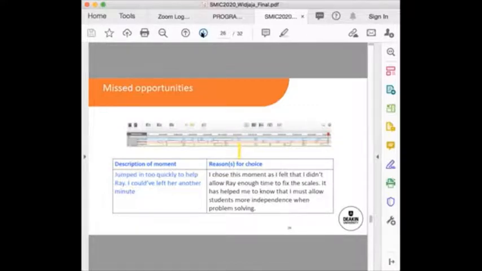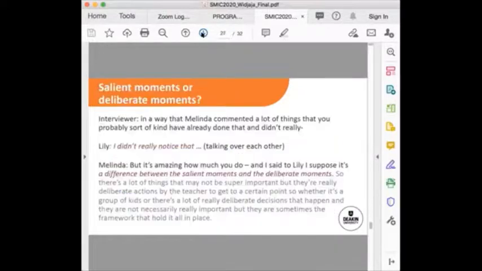So we also talk about missed opportunities, and what the teacher identified as one of the missed opportunities came when he jumped in too quickly to help a student, and that ruined the opportunity for the students to develop more independence and problem solving, which is, I think, a very good point that he raised.